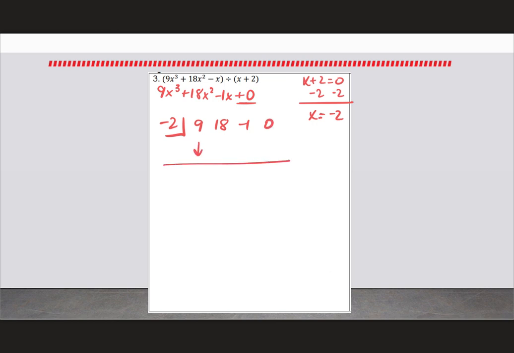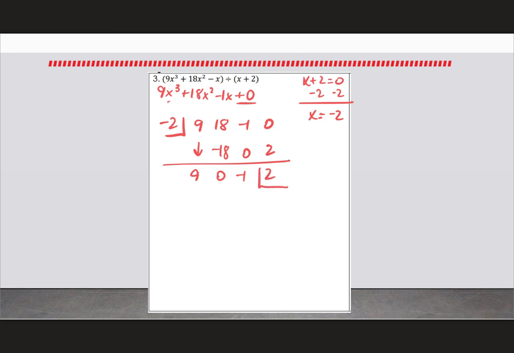So I start by bringing my 9 down. 9 times negative 2 is negative 18. When I add those together, I get 0. Negative 2 times 0 is 0. Negative 1 plus 0 is negative 1. So negative 2 times negative 1 is going to give me 2. So now I have a 2 as a remainder.